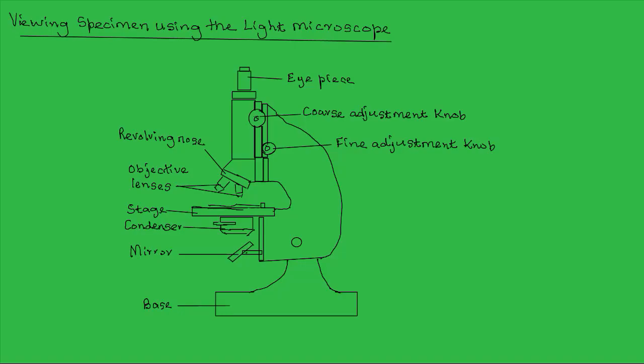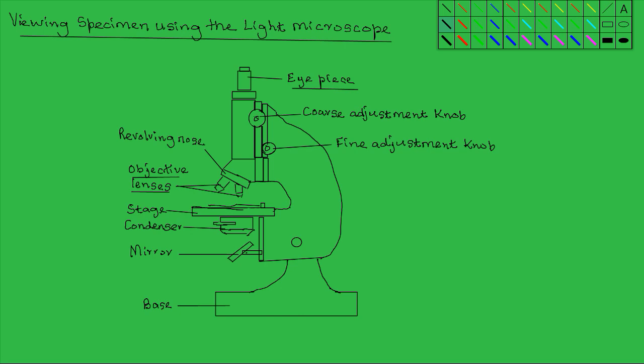Viewing specimen using the light microscope. The light microscope has two lenses. There is the eyepiece lens and the objective lenses. Now, if you look at a diagram of the microscope, there are different parts, each part playing a very important role in ensuring the viewing of the specimen.